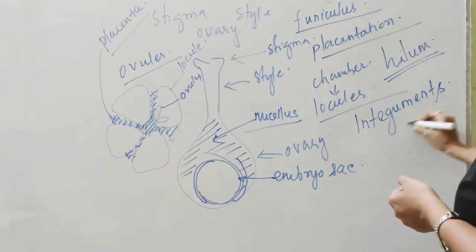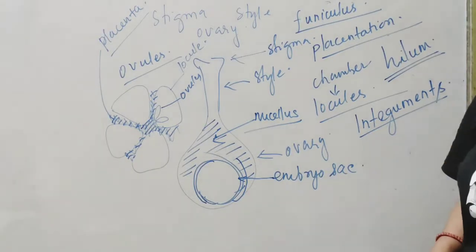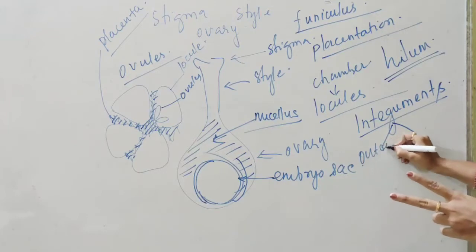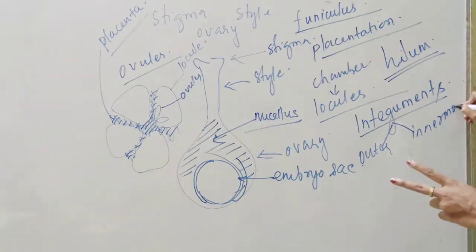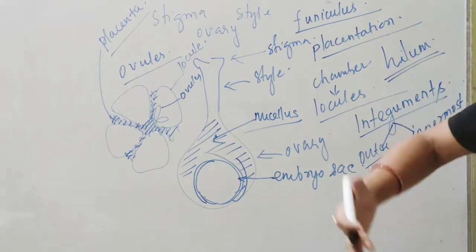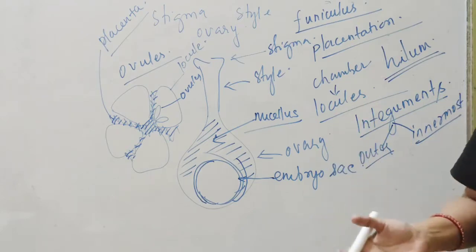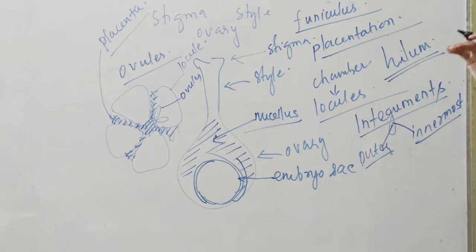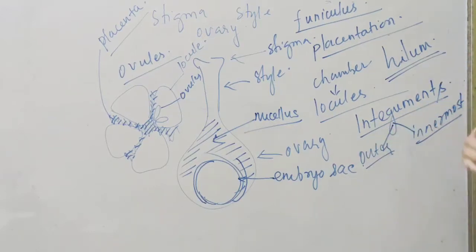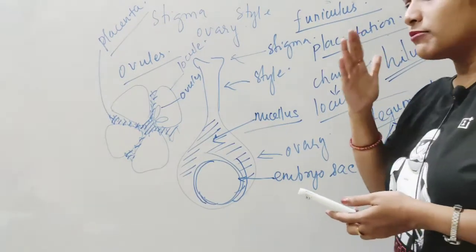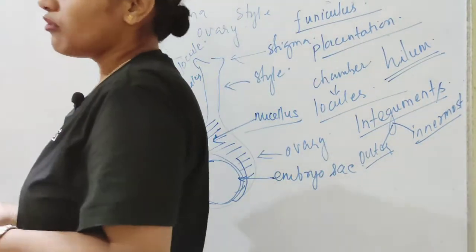These integuments are two in number, the outermost and the innermost, and their function is to provide protection, no doubt in that. They gain much more importance only when the ovule becomes a seed, which is a post-fertilization mechanism. So for the time being, let's only concentrate on the integuments, not the post-fertilization changes. Integuments are two in number, outer and inner, and their function is to provide protection to the growing ovule inside the ovary.